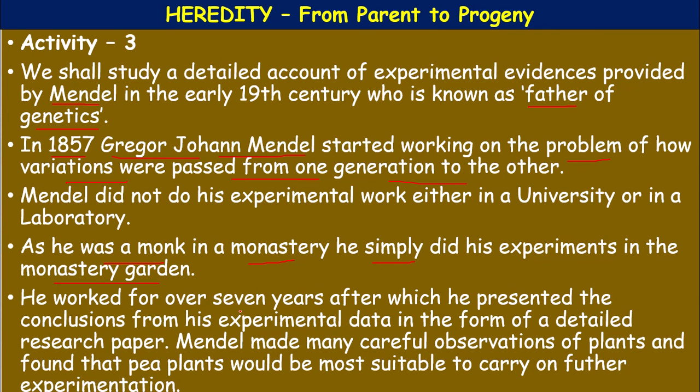He worked for over 7 years, after which he presented the conclusions from his experimental data in the form of a detailed research paper. Mendel made many careful observations of plants and found that pea plants would be most suitable for further experiments. He did experiments on other plants also, but he found a lot of variations in the pea plant. So he selected the pea plant as the experimental tool, and he carried out many further experiments on pea plants.